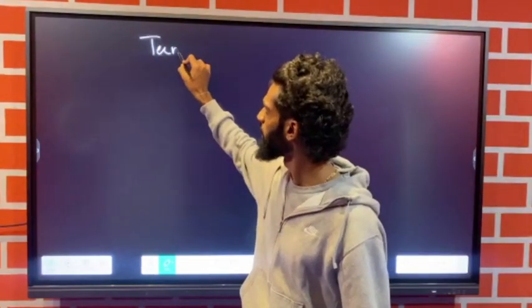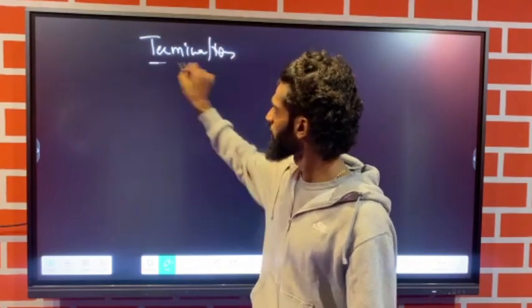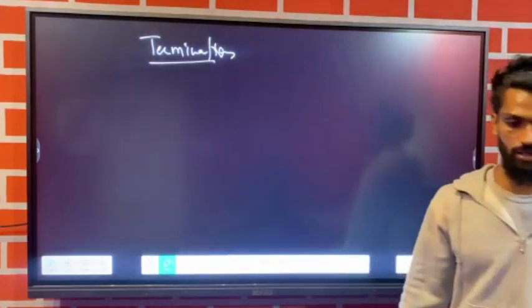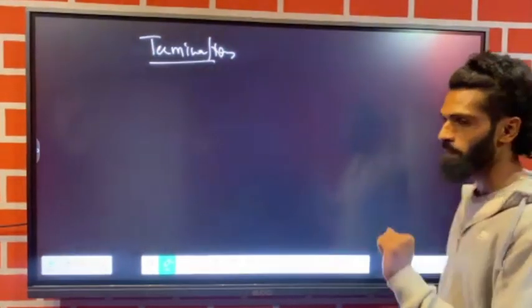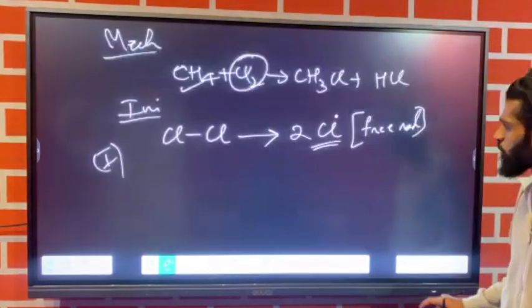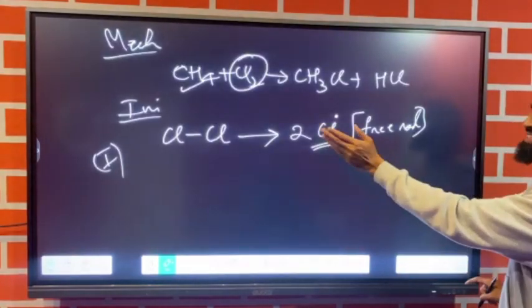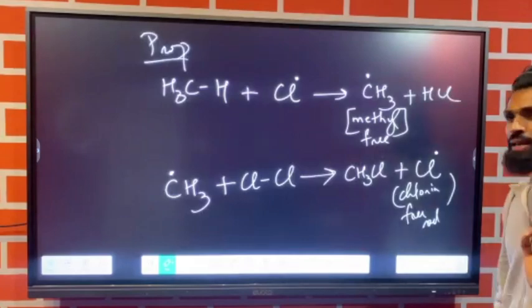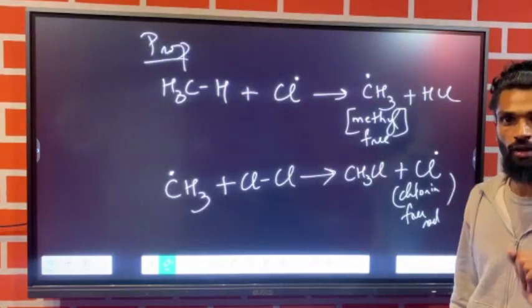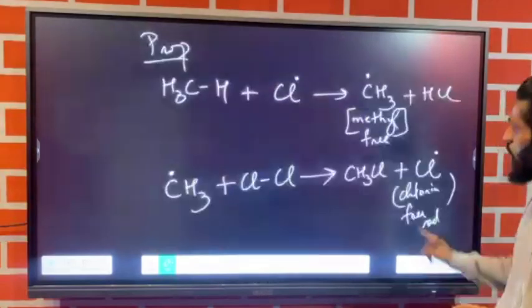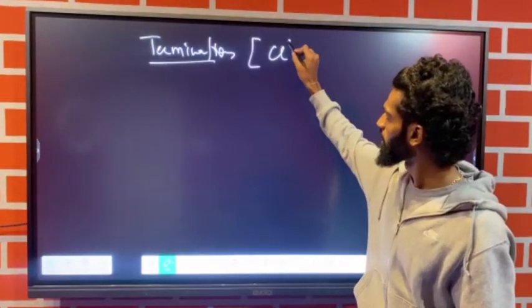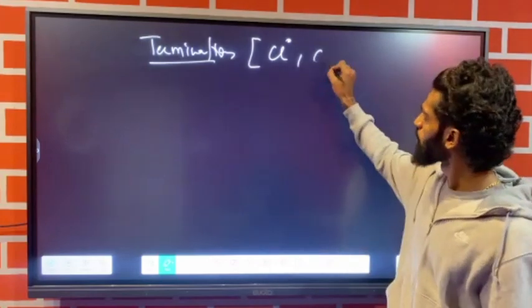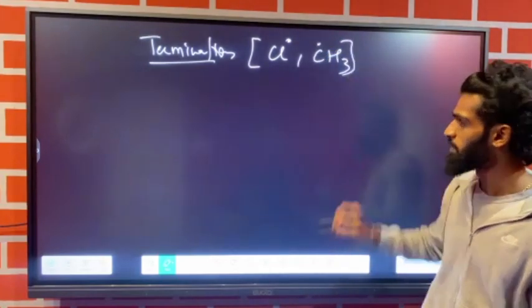Now focus. Third step, learn it my way. The third step is called termination. I told you it's a third step, so it should have three equations. How to form the three equations? It depends on one thing. Till now, observe step 1 and step 2 properly. How many types of free radicals did you get? I got chlorine free radical, I got methyl free radical, nothing else apart from that. So I got two types.